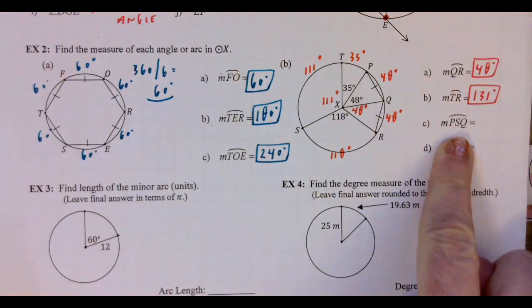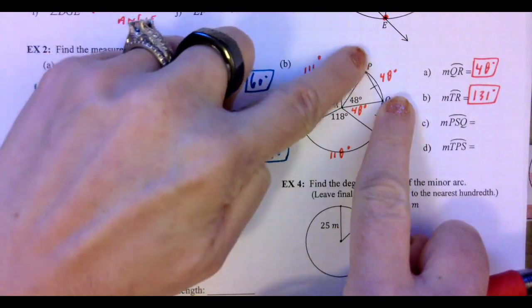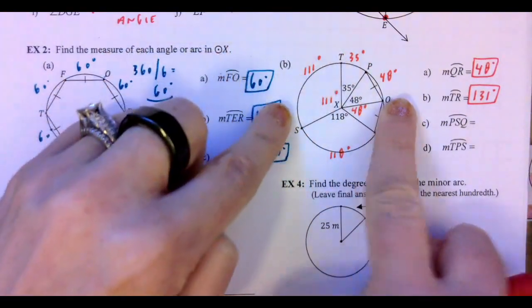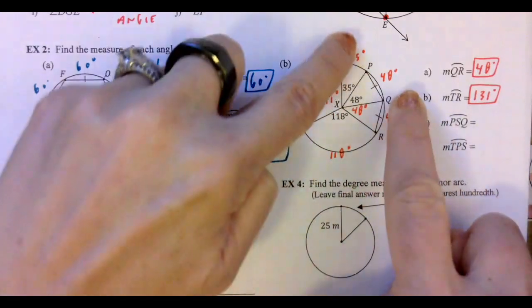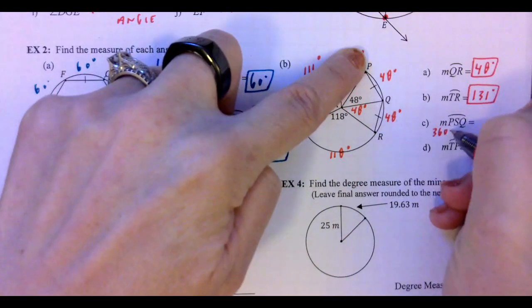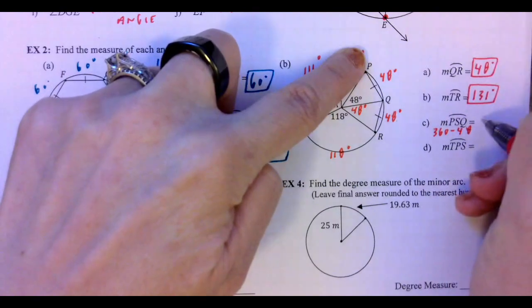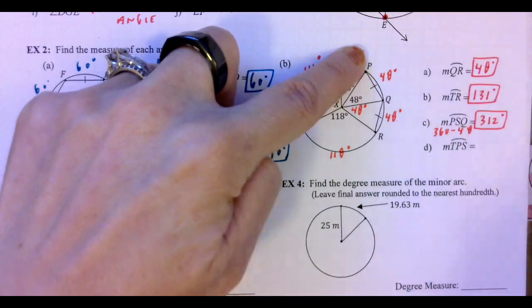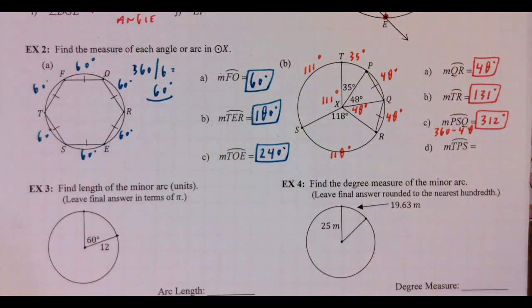Here I'm saying PSQ. So P and Q are the endpoints, and I'm going the long path that connects them. So I could add up all of these measures, right? That would be fine. But probably easiest if I take 360 and subtract that 48, right? That would get me a little bit faster to my conclusion of 312 degrees.